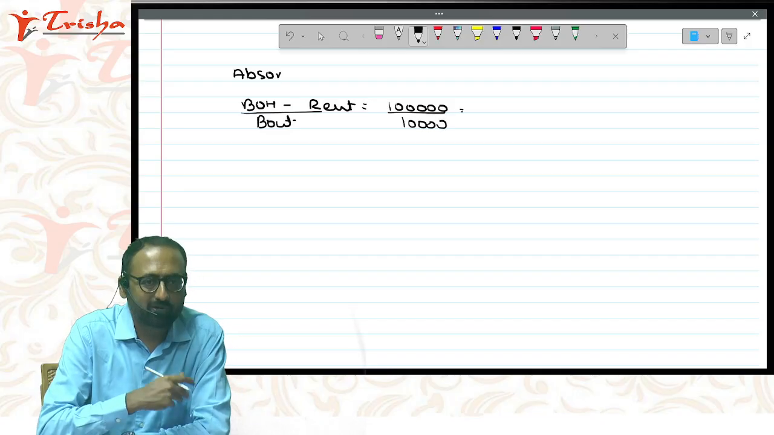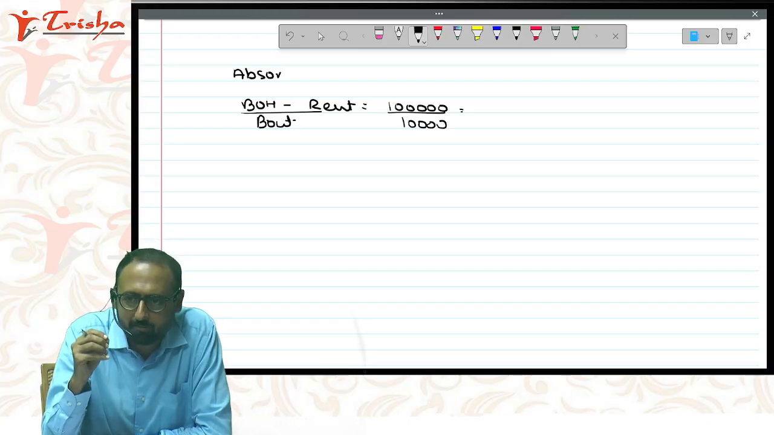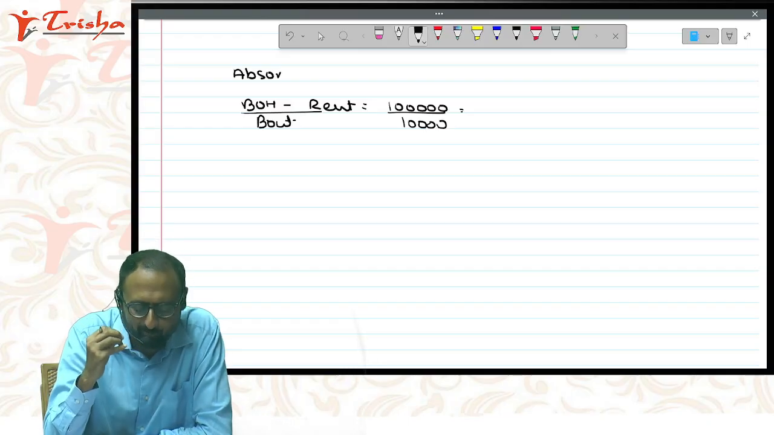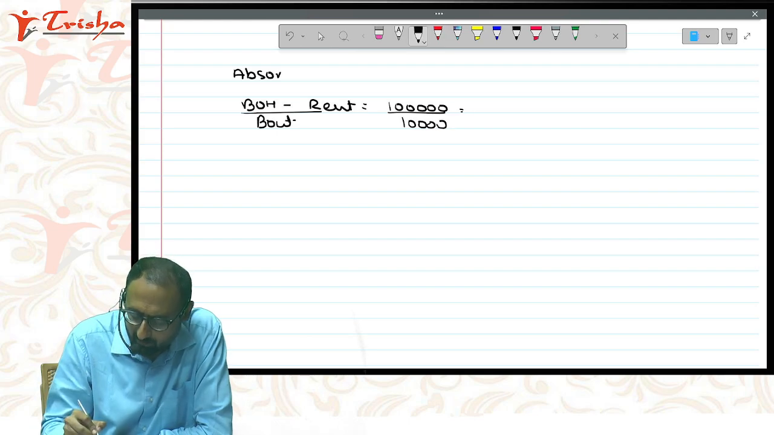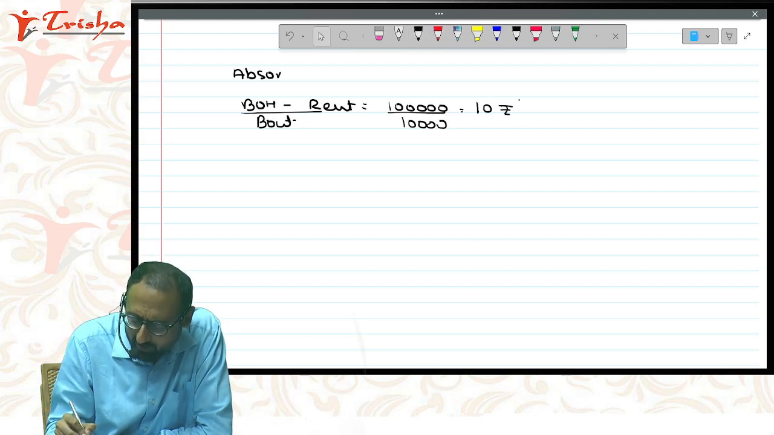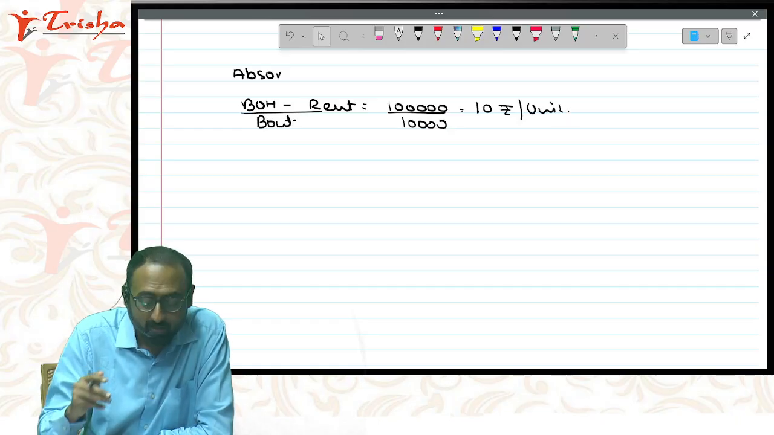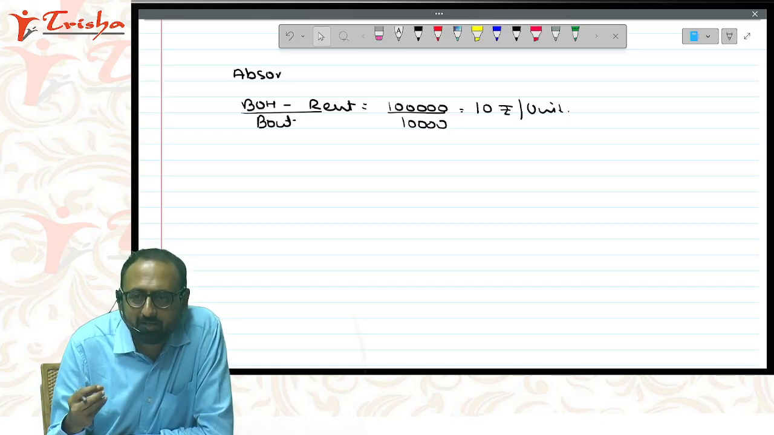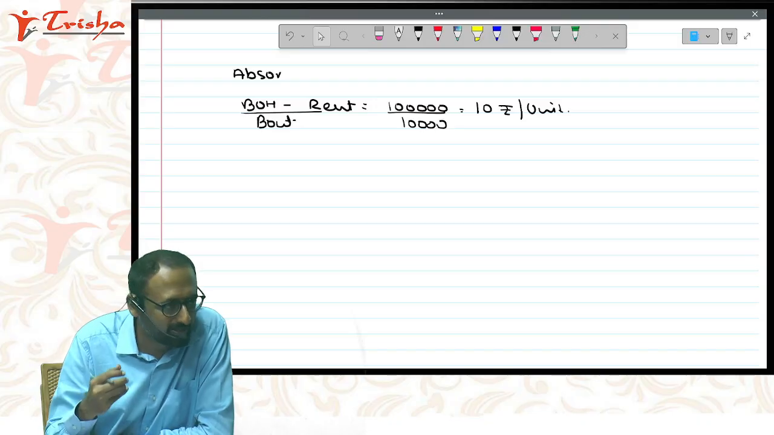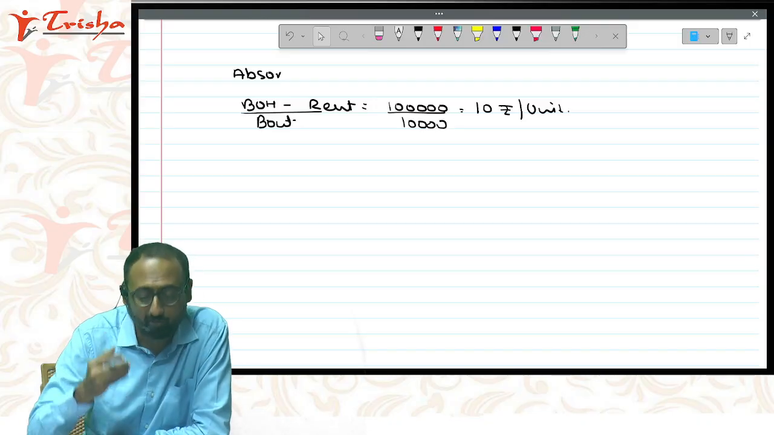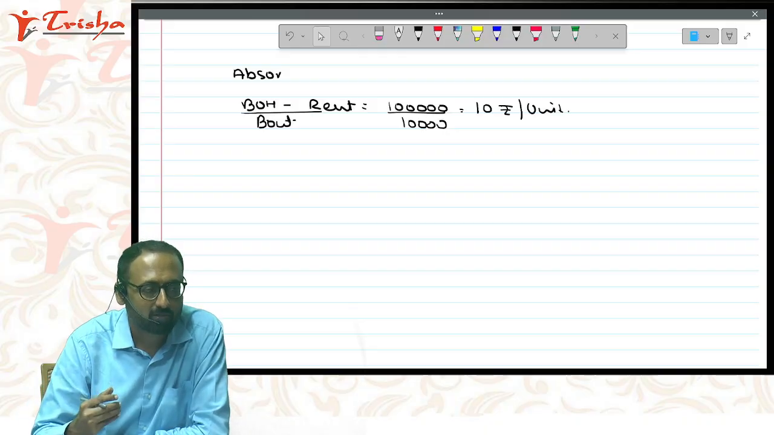How much is your overhead absorption rate? How much is your predetermined rate? Budgeted overheads upon budgeted output is your predetermined rate. Your predetermined rate is 10 rupees per unit, correct guys? Then what is the use of that predetermined rate, sir? This predetermined rate will be used to recover the overhead, to absorb the overhead.